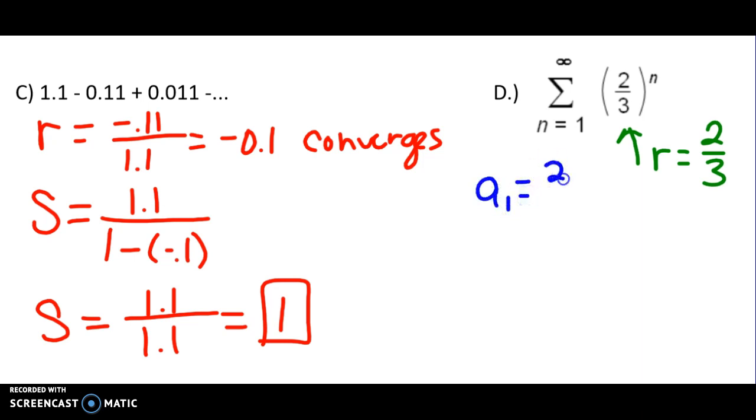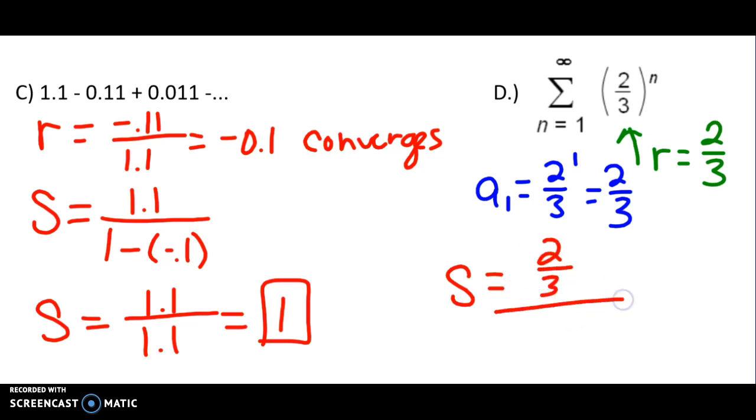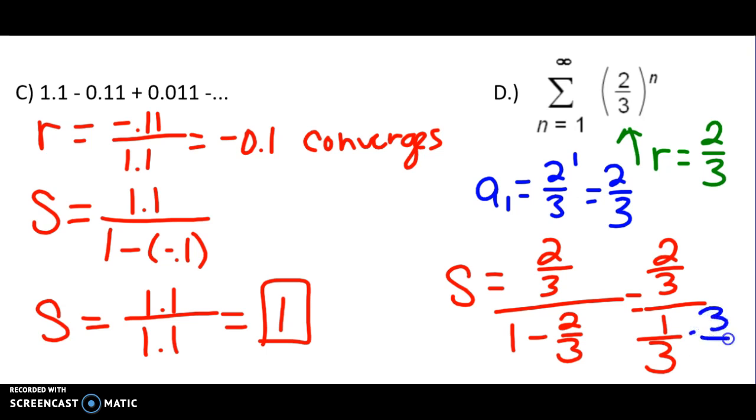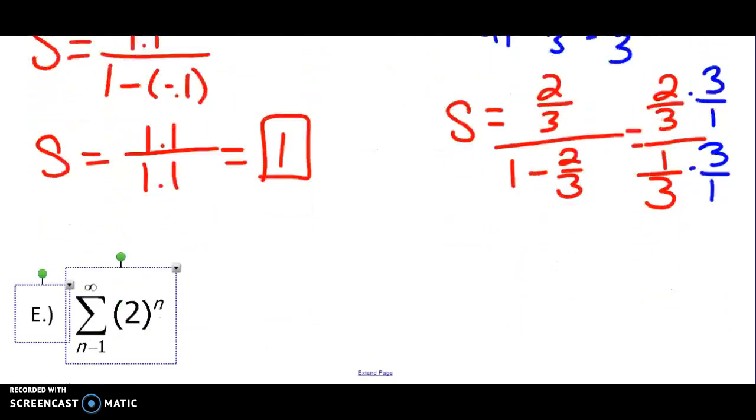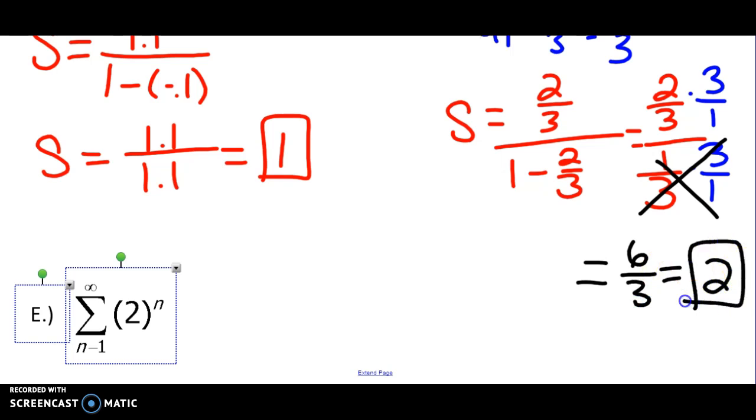In order to find a1, we're just going to plug a 1 in for n, which is also equal to 2/3. So our sum is going to be a1, which is 2/3, divided by 1 minus r, which is also 2/3. So essentially we have 2/3 divided by 1/3. We need to get rid of that denominator of 1/3, so we're going to multiply the top and the bottom of this fraction by 3/1. That's going to make a 1 down here, and it's going to make 6/3 here, or a sum of 2.